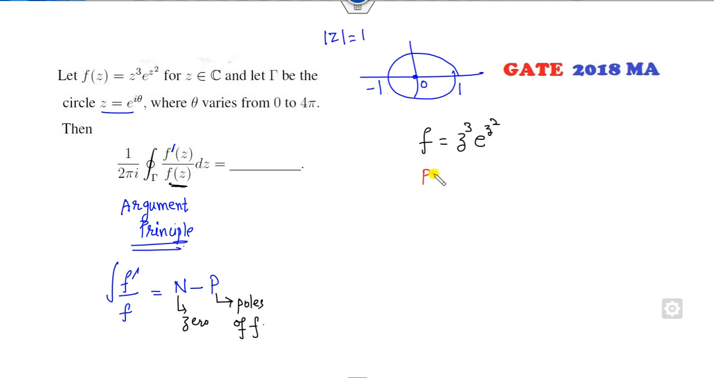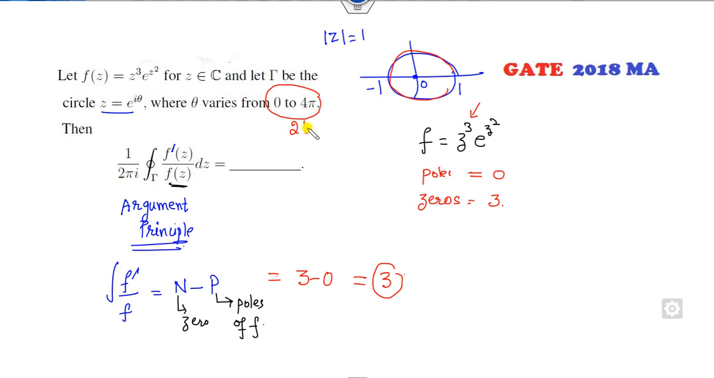Can you find the pole? Because there is no denominator part, and the numerator will not go to 0, the number of poles is 0. What are the zeros? Because it's a cubic, it has 3. So what is n minus p? 3 minus 0 is 3. But you can see the angle varies from 0 to 4 pi. That means it rotates how many times? 2 times. So the right answer is 3 into 2.